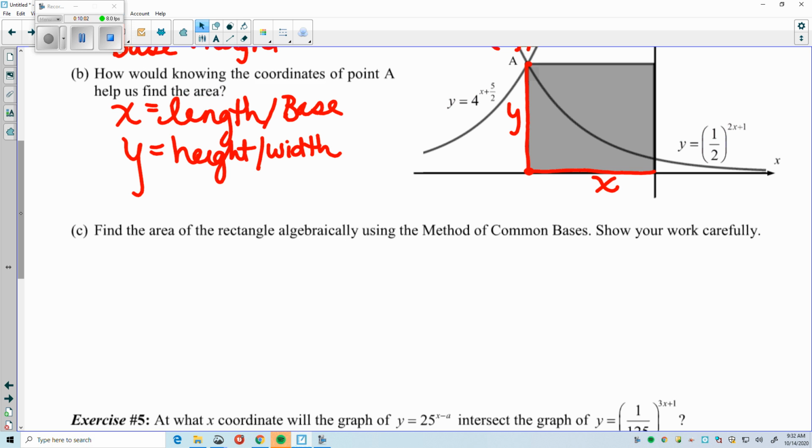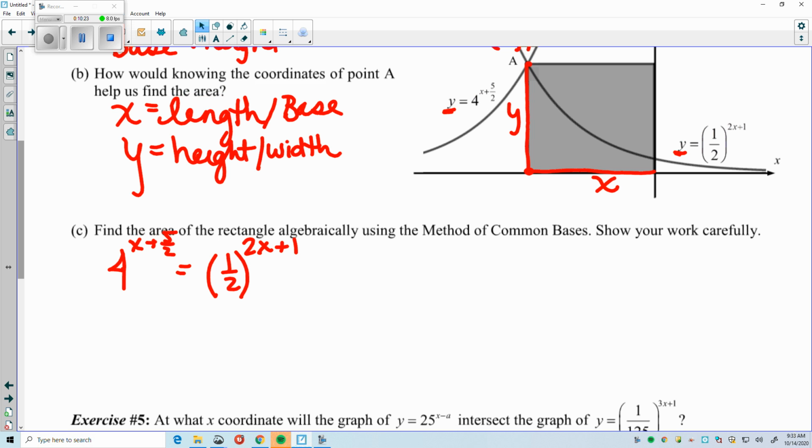So we need to go back and look at our equations. And again, I'm going to take note that they're both equal to y. And we always say if things are equal, set them equal. So I'm going to set our equations equal: we have 4 raised to the x plus 5 halves equal to 1/2 raised to the 2x plus 1.